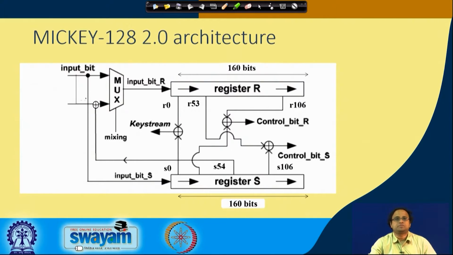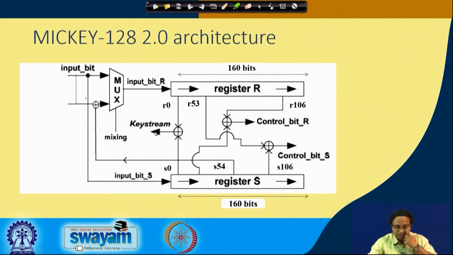So this is how the Mickey architecture looks, and you can see that register R and register S are essentially updated. The input bit is shown here as input bit R, and this is the input bit S. There are two tap positions which I am taking from register R and register S, and we are XORing them to get the keystream, which is XORed with your message.